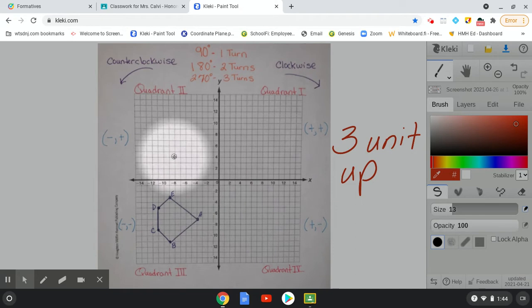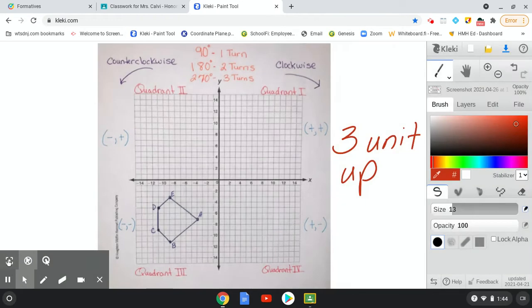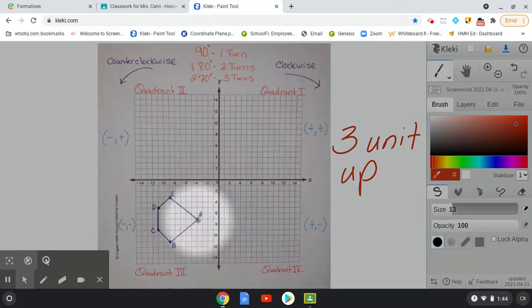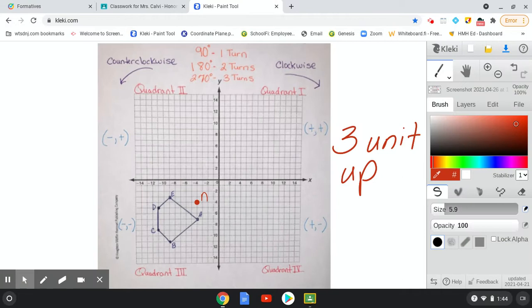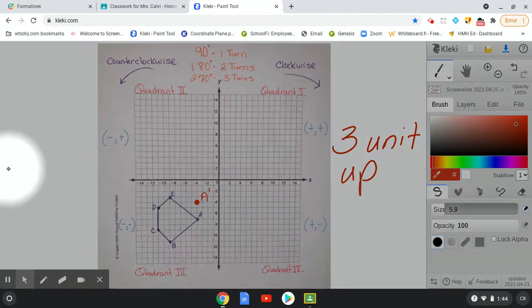So I'm going to go ahead and translate that. So starting with point A, I'm going to go 3 units up. And I know my coordinate plane is kind of small here, so just bear with me. So I am going to go 3 units up. 1, 2, 3. Plot a point. That is going to be my A prime. Okay, A prime.